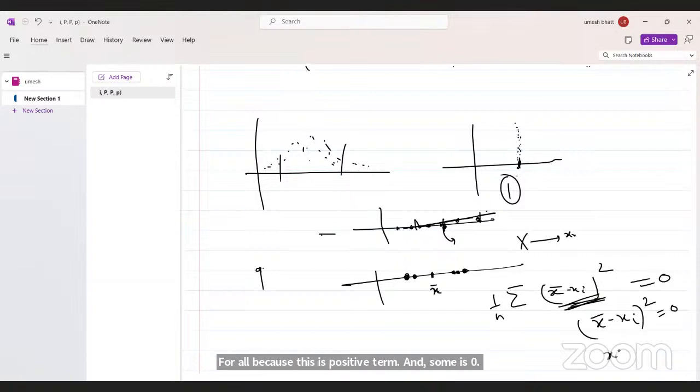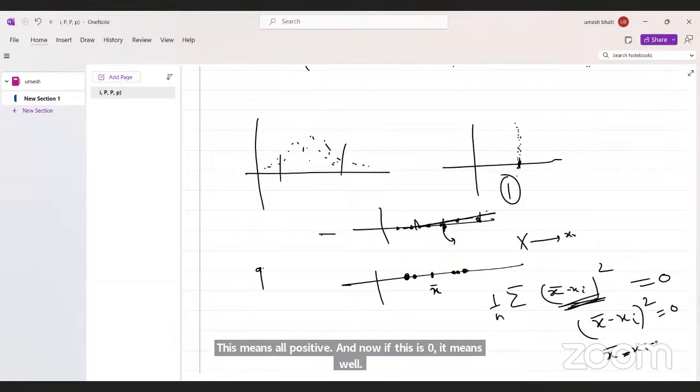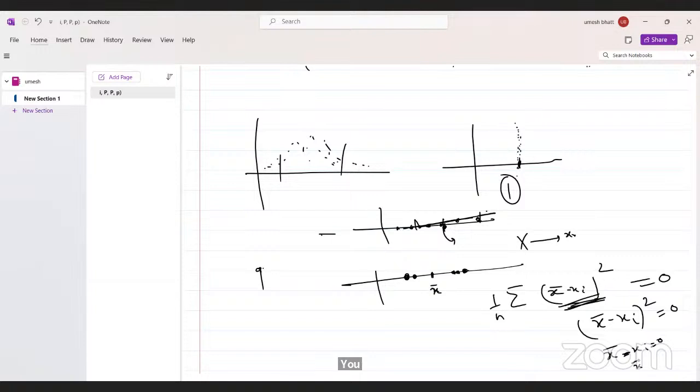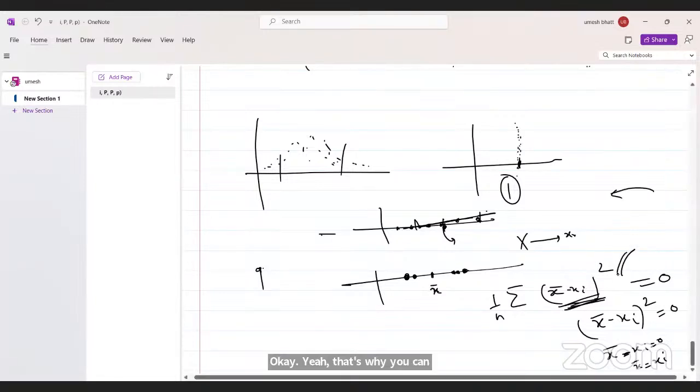And if this is 0, what does it mean? It means your x bar is equal to xi for all i's. This means all xi's are equal. So you can say this by intuition or by mathematics also.